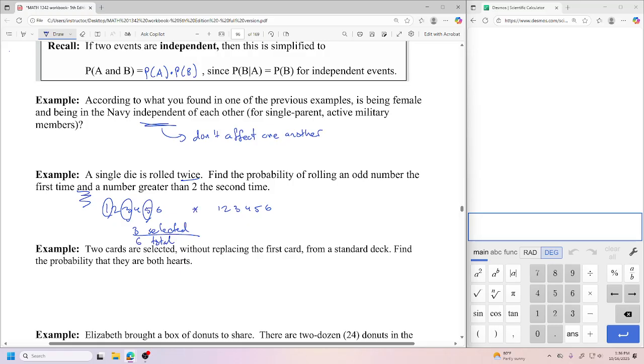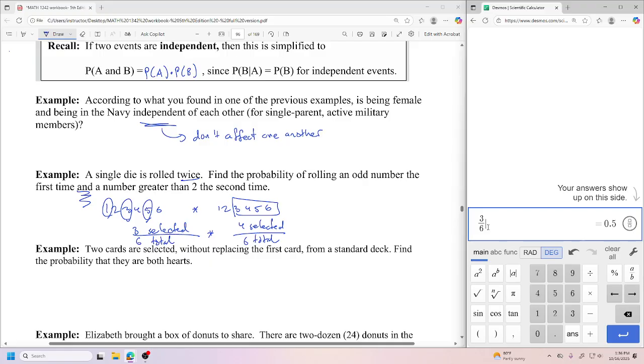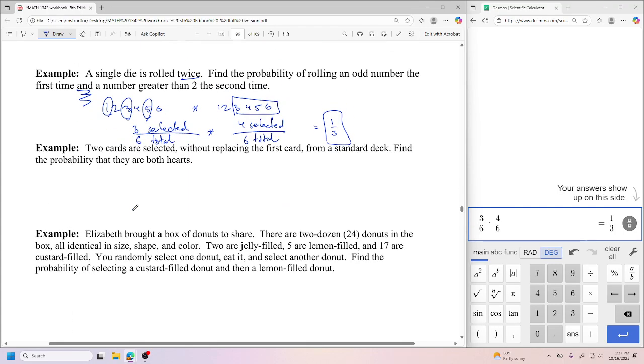Okay, and means to multiply. So then what numbers are greater than 2? Bam. 4 selected, divided by the 6 total. So if you do the math there, I'm doing 3 divided by 6 times 4 divided by 6. Simplify in the calculator, and we're done. It's just a calculator. Is that okay? Pretty easy stuff. Selected over total. This will get a little more difficult later, but right now it's pretty straightforward.